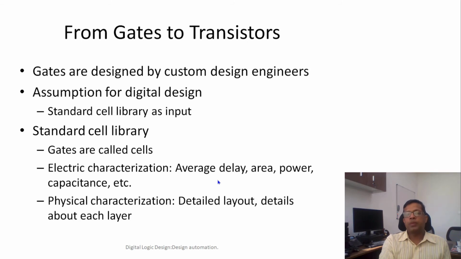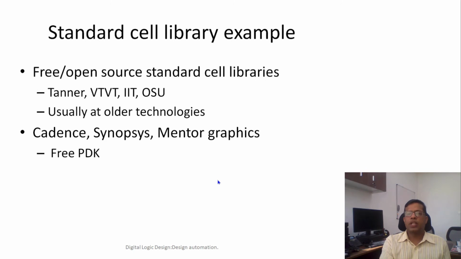Okay, so we'll also take some examples of standard cell libraries. Before that, I'll tell you that there are a couple of standard cell libraries which are present. Some of them are free and open source. All these libraries also depend on which technology we are working in. These technologies refer to the fabrication technology. You might have heard of 20 nanometer, 45 nanometer, or 90 nanometer. These are all fabrication technologies.